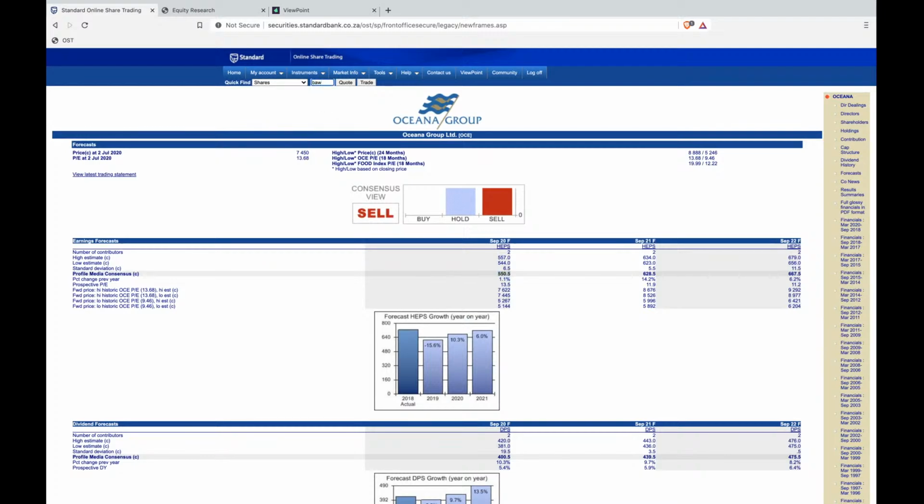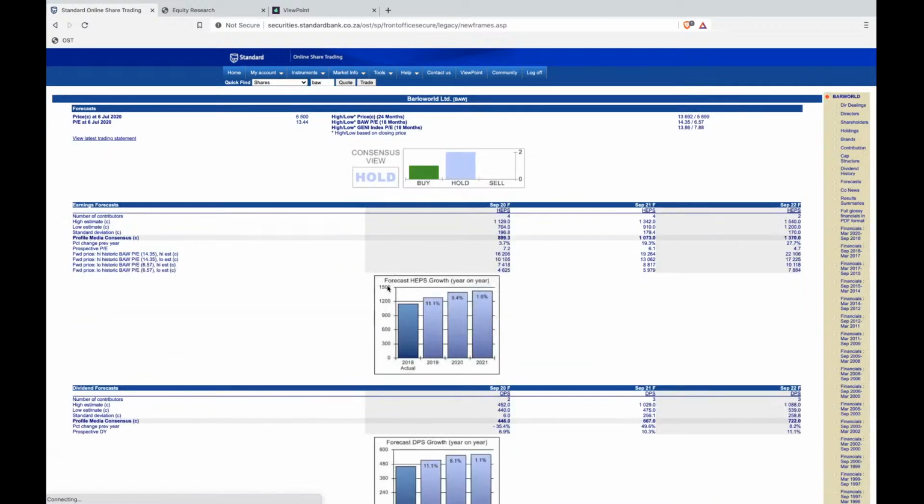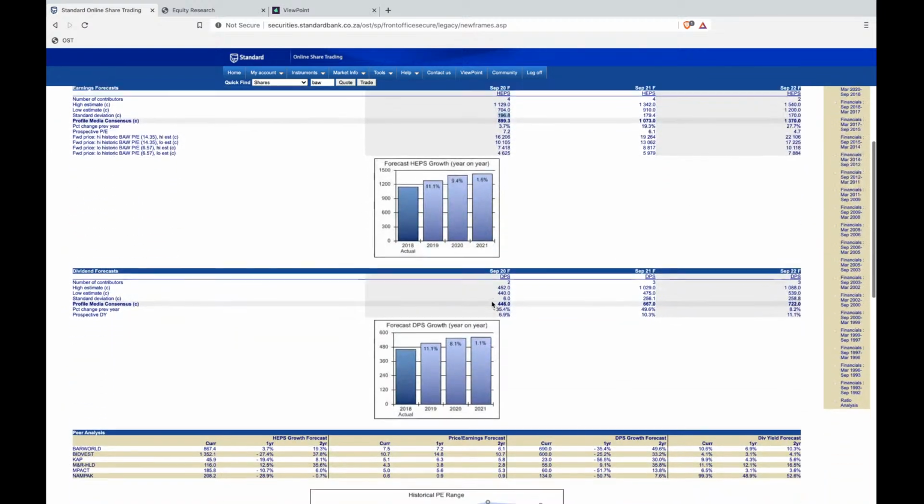Let's see if we've got Barlow World. Yep, okay, Barlow World is fun. One problem I'll come to in a sec. So Barlow World is fun. We've got 2 holds, 1 buy, and then a 4th person who hasn't given a recommendation, but we are getting 4 analysts. The median forecast is 899. Standard deviation is $1.96. Call it 2 rand. So some fairly big differences there.